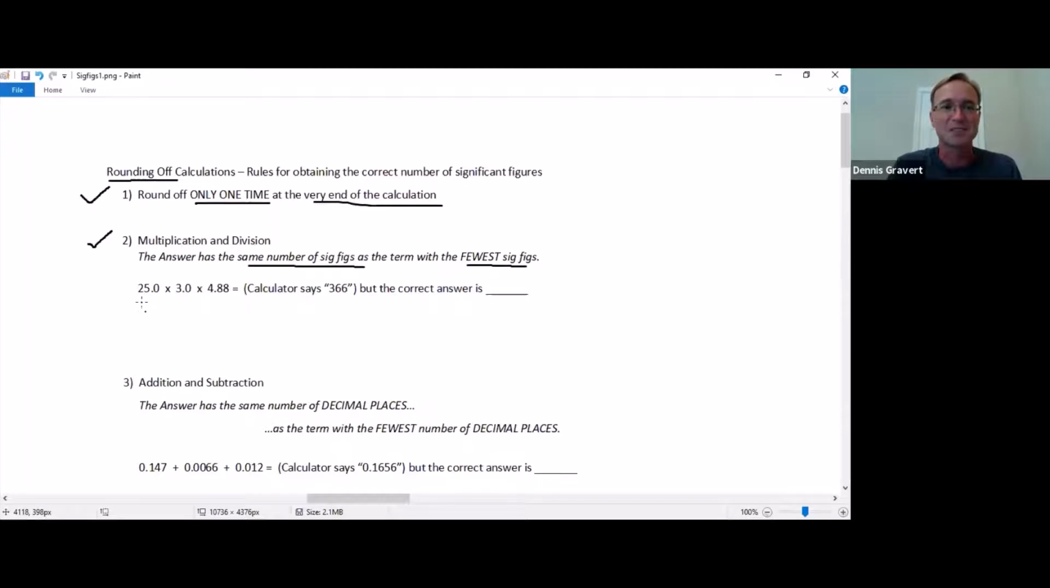So for example, we got 25.0 times 3.0 times 4.88. Punch that in your calculator. Calculator displays 366. What should we round it off to? Or do we even have to? Yeah, this is science. There'll be questions on the exam to say, report your answer using the correct number of significant figures, and you will lose a point if you don't get the right sig fig.